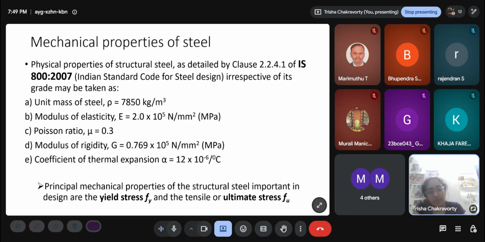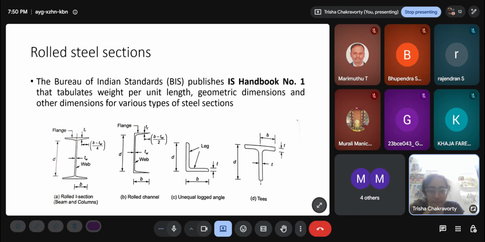Now, the principal mechanical properties of structural steel important in design are yield stress Fy and tensile or ultimate stress Fu. We haven't spoken of those yet. They are related to the grade of the steel. See here, the first line says that physical properties of structural steel, irrespective of its grade, may be taken as these. These five are fixed irrespective of the grade, but the grade controls the Fy and Fu, and these two are very important when you are solving the design equations. You will see that this Fy and Fu keep cropping up. The other five properties are not directly related to the design calculations, though they are relevant in the larger scheme of things.